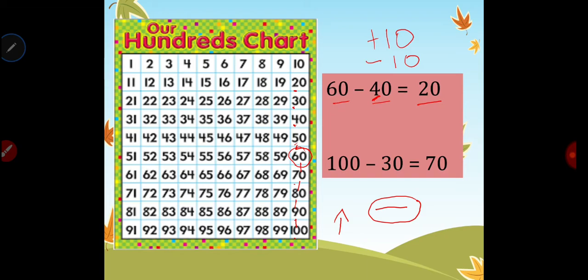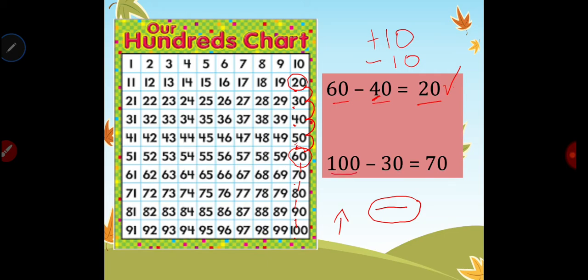So from 60, let's move together up. 1, 2, 3, 4. There you stop at 20. So the answer here is correct. How about the next one?